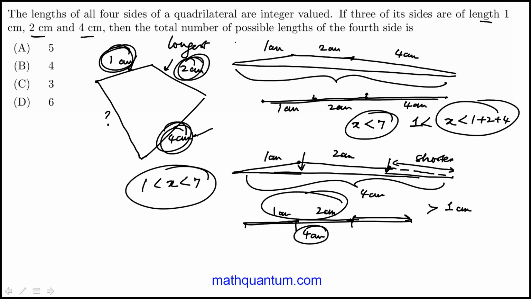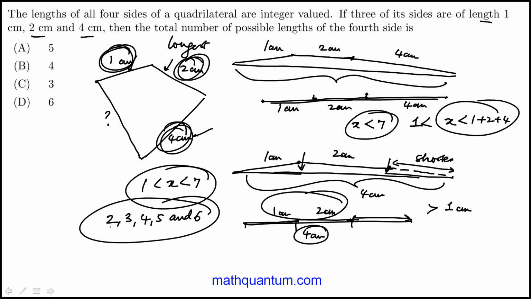And we're told that that fourth length is constrained to be an integer. So the possible values are 2, 3, 4, 5, and 6. They're asking how many do we have. We have 5 possibilities, so the answer is A.